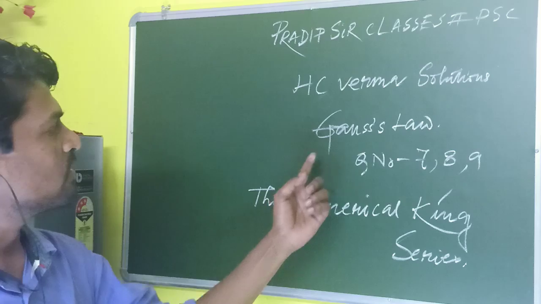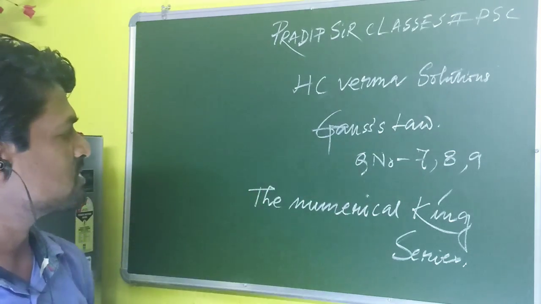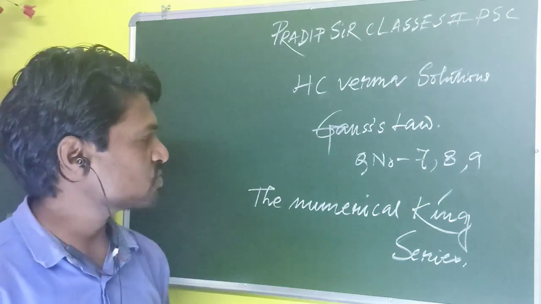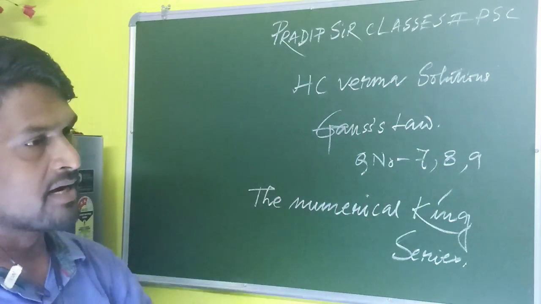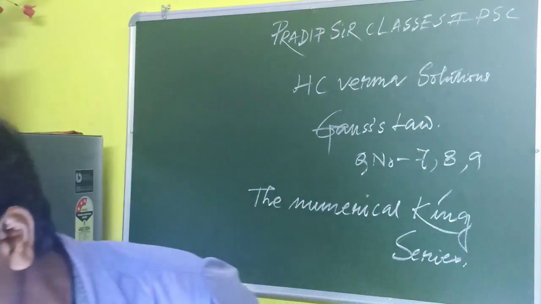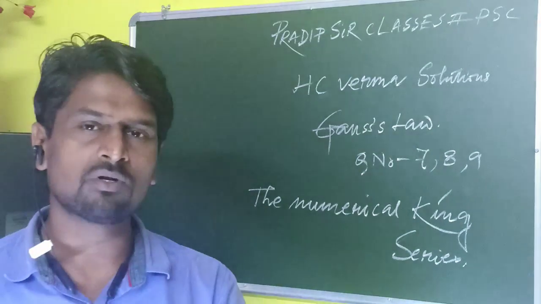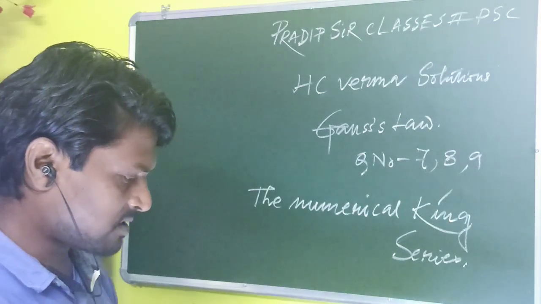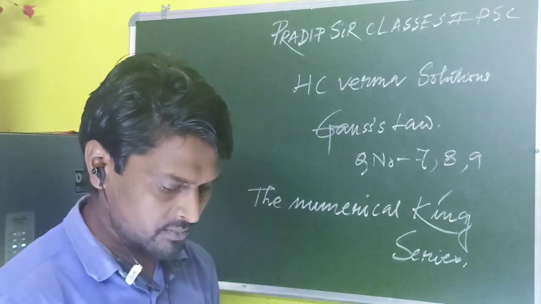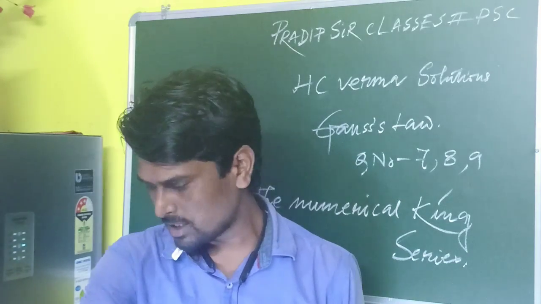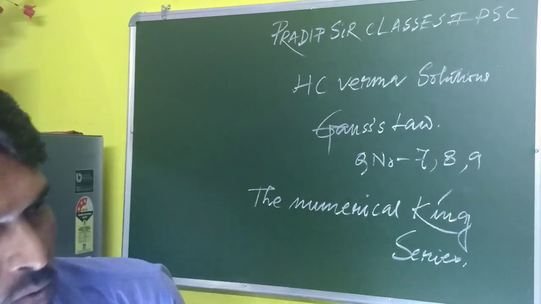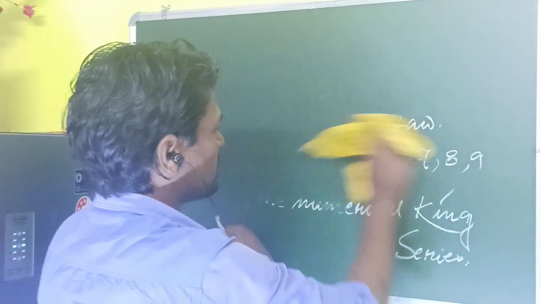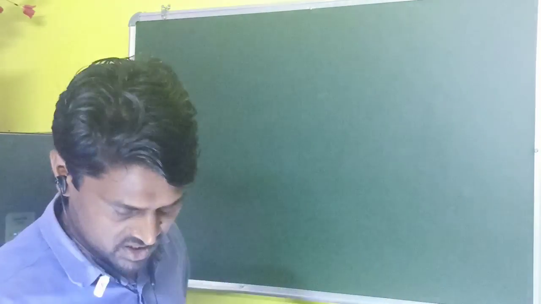Today we are discussing the next part of Gauss's law, that is AC Verma solutions, based on the numerical king series. I will discuss questions number 7, 8 and 9, which are more important. First, I suggest you take your copy and pen as well as the AC Verma book, and if you do not have that book, you can take a PDF from Google Play Store. Okay, so let's start with the next one, question number 7.